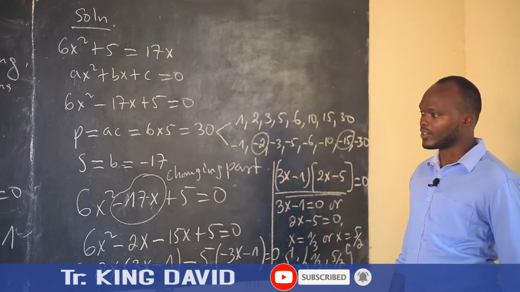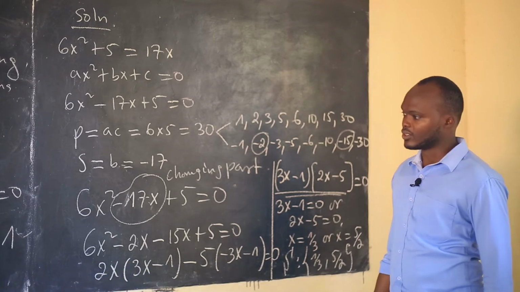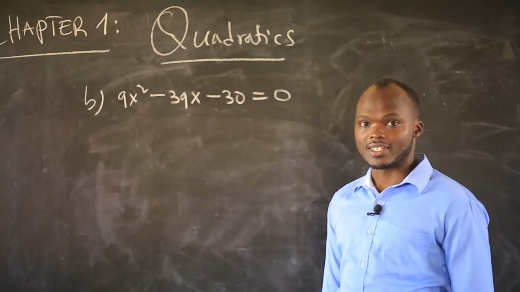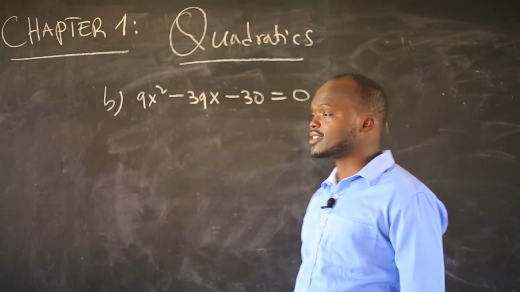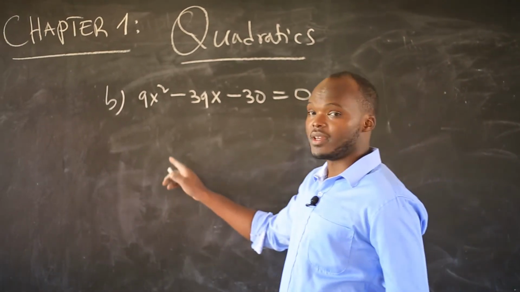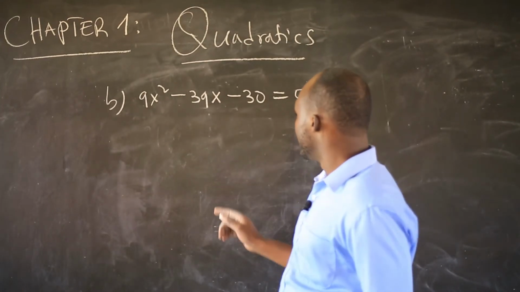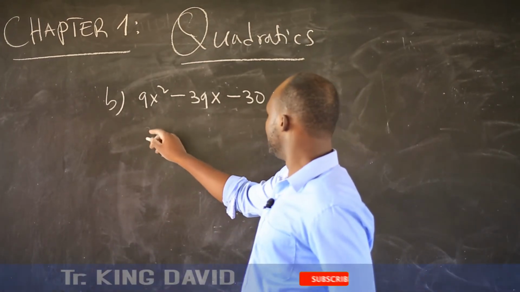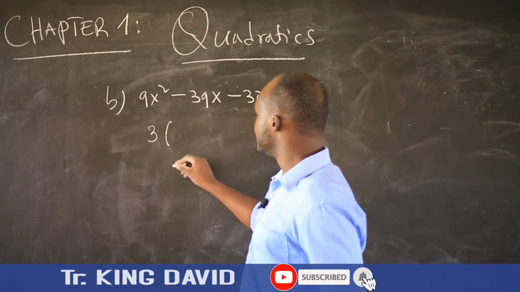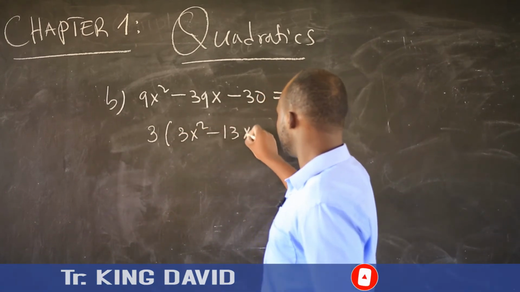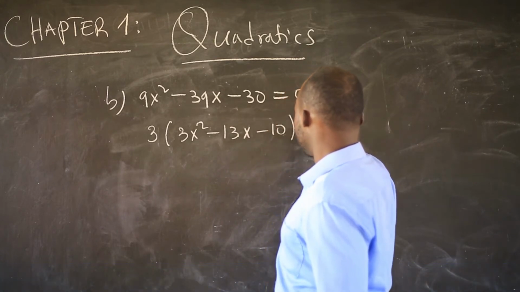I hope you don't have any question here on number A. So let's go to number B. You're still with Teacher King David about quadratic equations. So this is number 1b. We're going to solve this question by using factorization. Actually here you see that if we can take 3 out of the bracket, we can make 3x squared minus 13x minus 10 equal to 0.